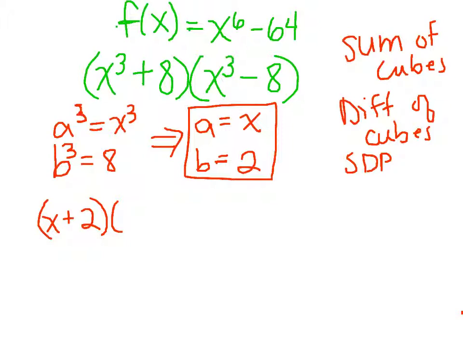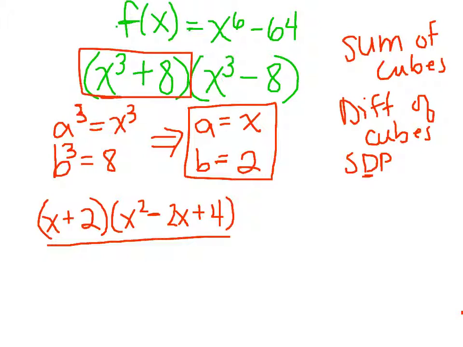Next, I'm going to square a and b, so I have x squared, and I have 4. And in the middle is a times b, so I have 2x. So we've got the same sign, then I need a different sign, so it's going to be negative, and then the last one is always plus. So this particular set of factors is equivalent to this factor up here. They're the same thing.